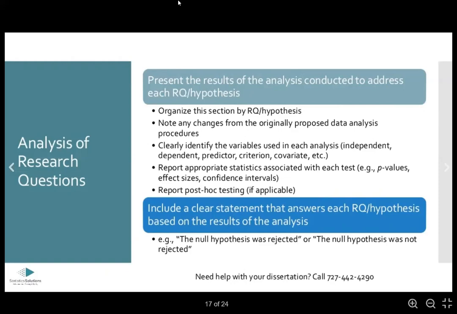And then you'll report any post-hoc testing if applicable. So for example, if you did an ANOVA test and you find a significant difference between some of the levels, the next step may be to identify where the significant difference is. Getting into the stats of it, you'll just have to know if a post-hoc test is appropriate. And if that's something that you're struggling with, feel free to reach out. We can always help with breaking down some of the statistics of it.